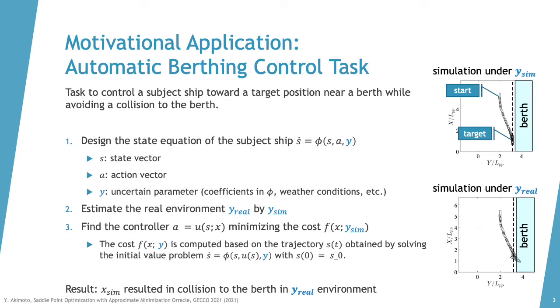To obtain such a controller, first we design the state equation of the subject ship, where S represents the state vector, A is the action vector, and Y is an uncertain parameter, which, for example, consists of coefficients in the state equation model, weather condition, and so on. Although Y in the real environment, denoted by Y real, is unknown, we need to estimate it to perform a simulation. Let Y sim be the estimated value. Finally, we try to find a controller parameterized by X that minimizes the cost function f(x, y sim) computed through simulation.